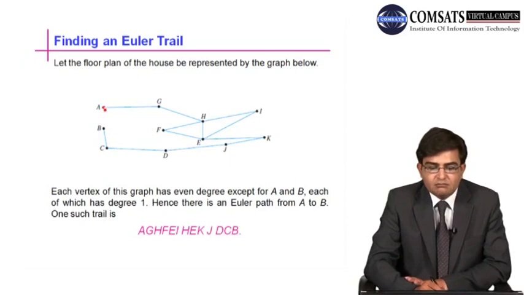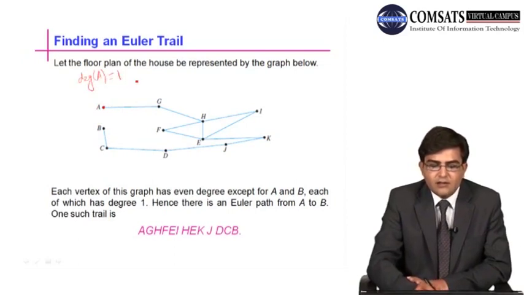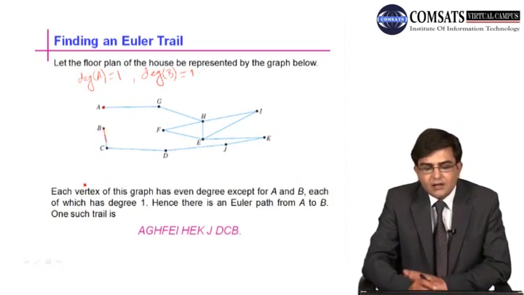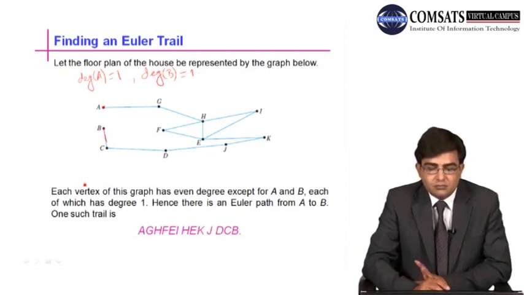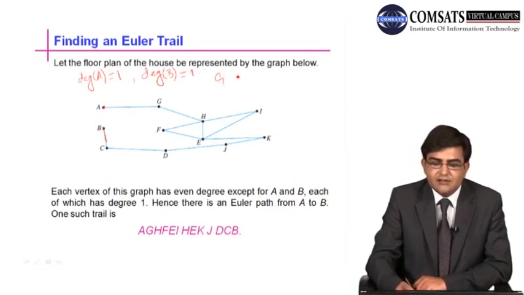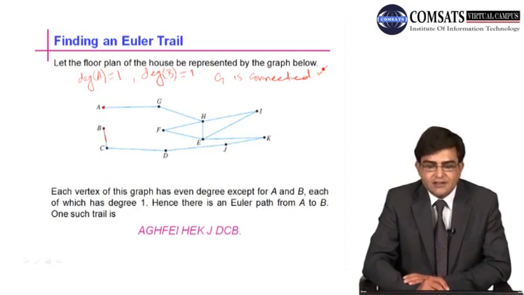The degree of A is 1 because only one edge is incident on A, and the degree of B, the ending point, is also 1, because there is only one edge which is incident on B. So the starting and ending point have odd degree, so it satisfies the first condition. Graph is connected, yes, this graph is connected, so the second condition is satisfied.